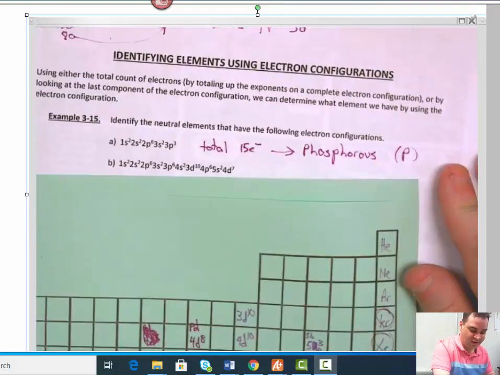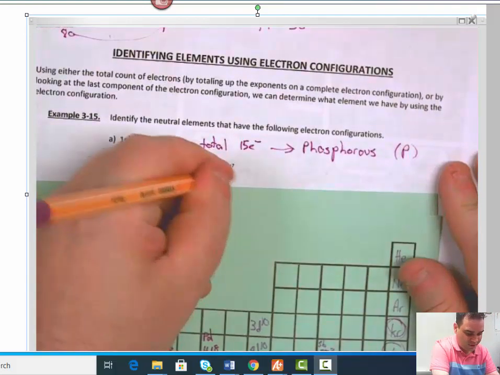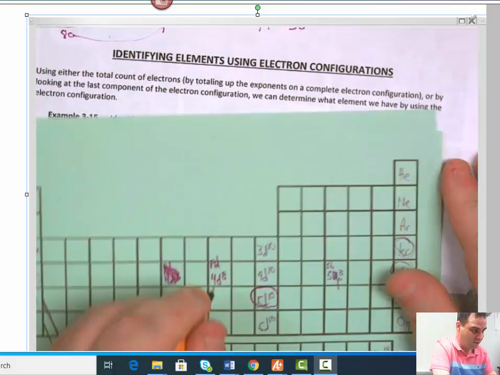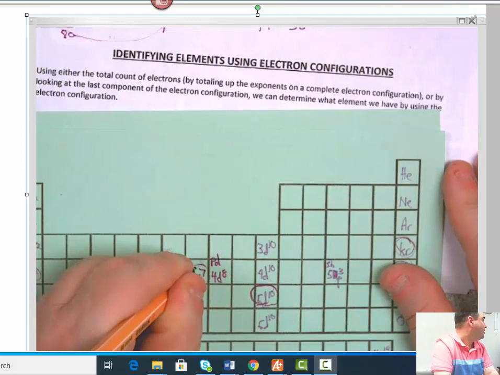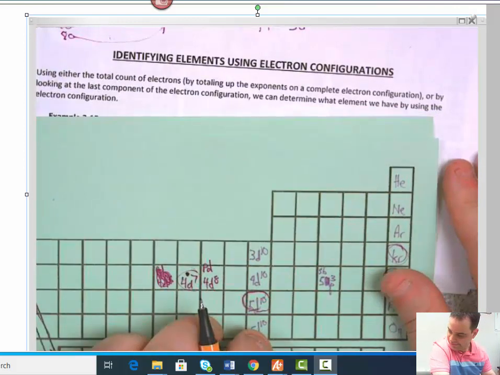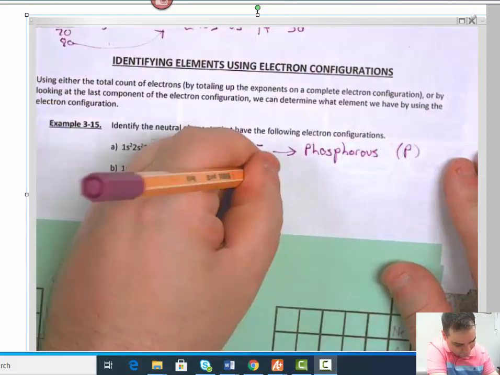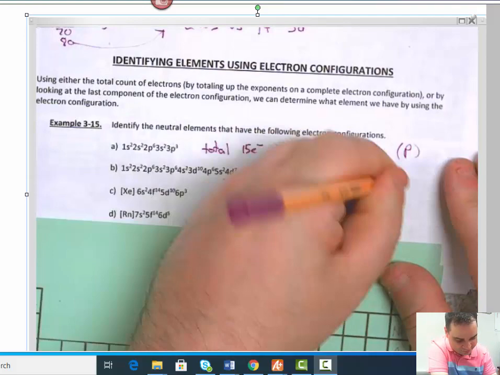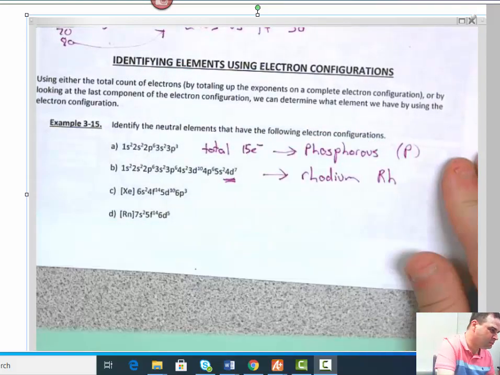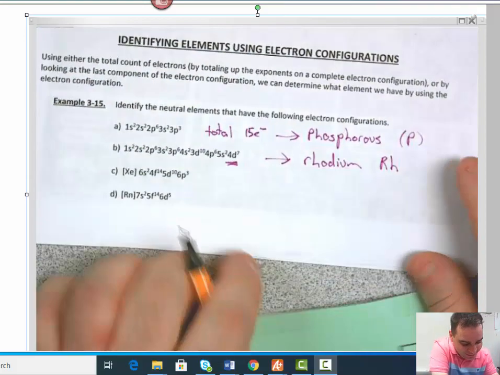Or the other way you can do it is you look at the last one here, which is 4d7. You find 4d7 on your periodic table, which is right here, and you see what element is there. 4d7. Oh, that's my favorite element of them all. That's rhodium. And why is it my favorite element? It's most expensive. That's why.